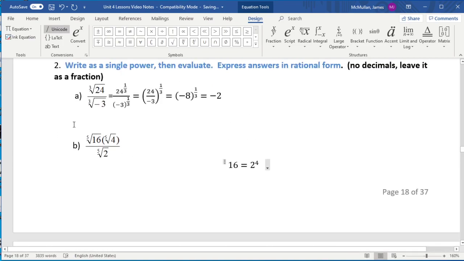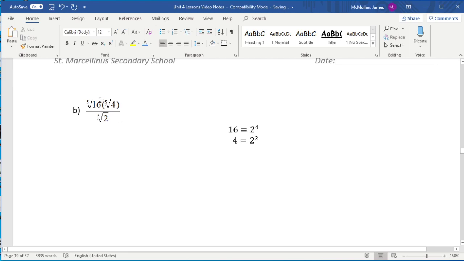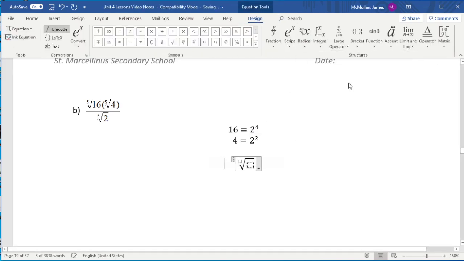So what I'm going to do in this question is take all these different bases and write them all using only 2. For example, the first part I'm going to say is the 5th root, not of 16, but of 2 to the 4, because I replaced 16 with 2 to the 4. Then the second part, I'm going to take this root. It's the 5th root of 4, which we know is 2 squared. On the bottom, we have the 5th root of just 2.